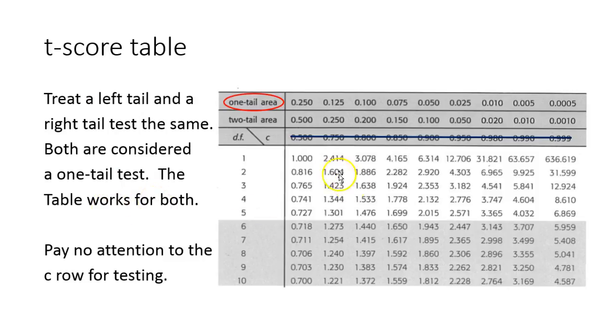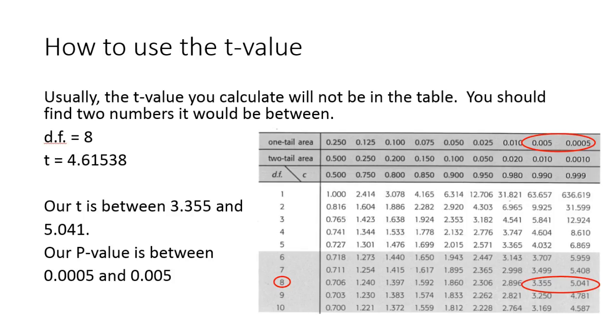And in the past when we used this chart, we were concerned with this C for a confidence interval. We're not concerned with that now, so ignore this. Okay, just look at the one tail or the two tail and the degrees of freedom. So remember our 4.61 and our degrees of freedom of 8. So we look at our degrees of freedom 8. We come over, we don't have a 4.61, but it would be between these two numbers.